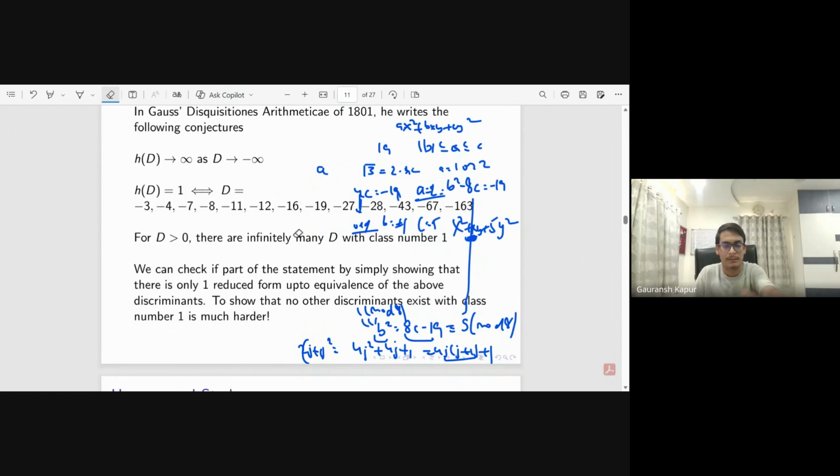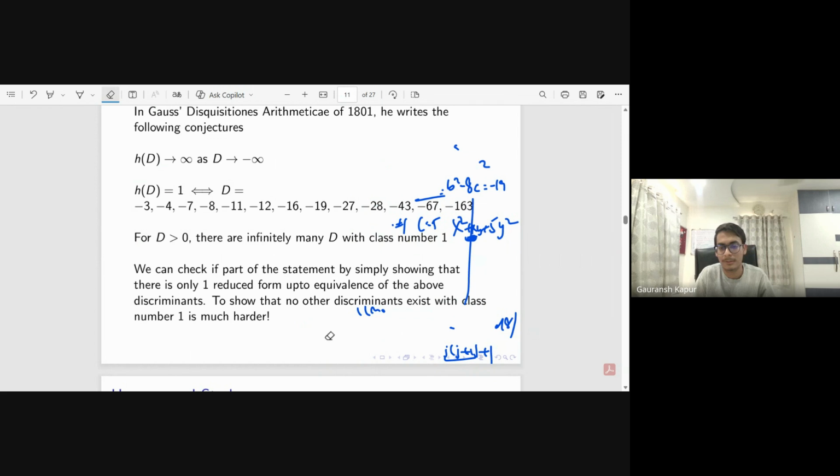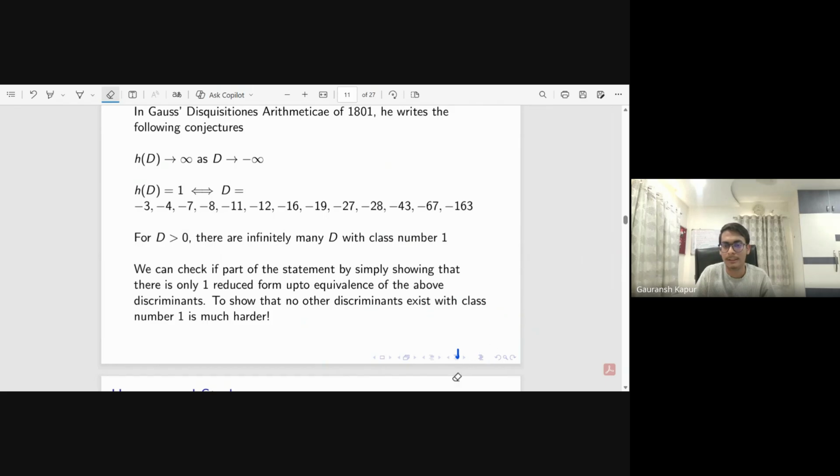You can also check for the other ones that the class number will come out to be 1. But showing that these are the only ones with class number 1 was very difficult, and that was proven. Okay, and the story of that proof is in the next slide, as we'll see.